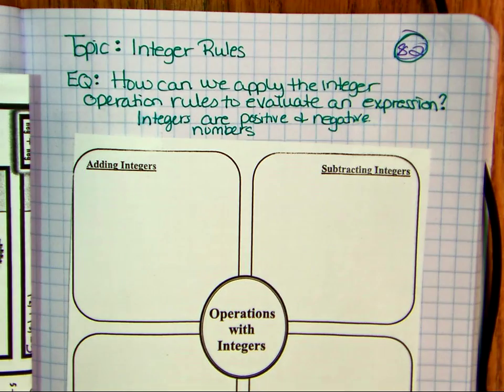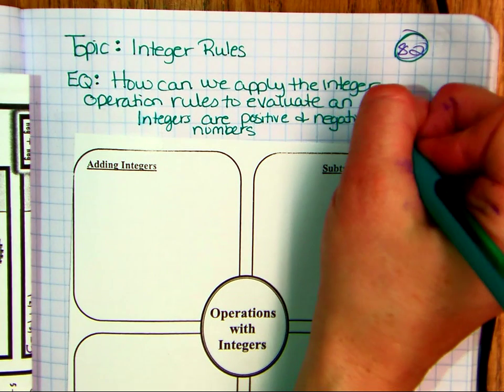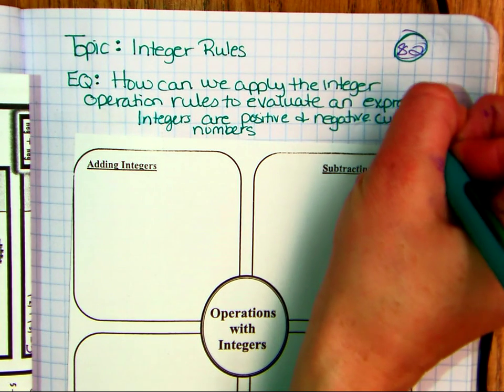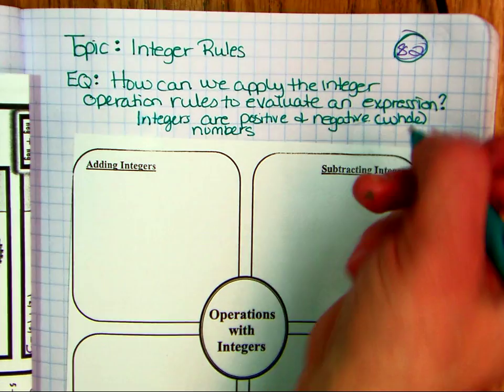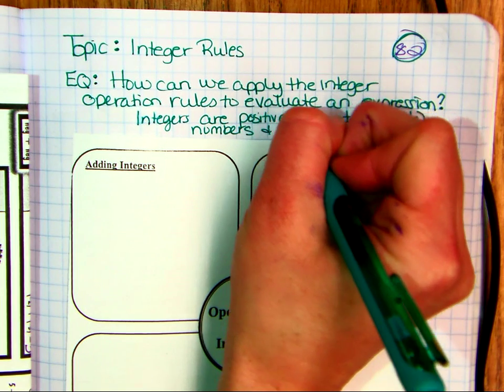And I want to put in there to clarify that they're not just positive and negative numbers. They are negative and positive whole numbers. They're not fractions or decimals. And they also include 0.